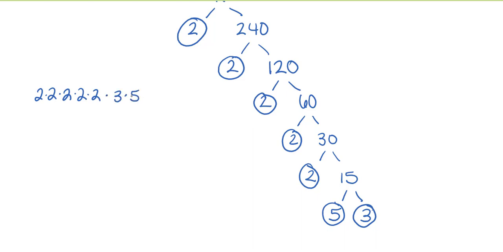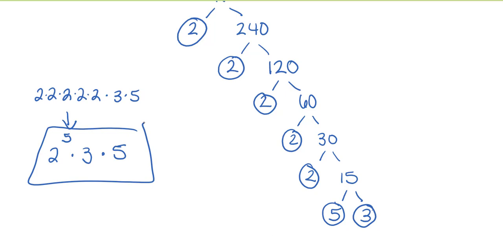I just switched the order so it's in increasing order. Now, we're going to rewrite this. Since we have 5 copies of 2, we know that if we do exponents, that says we have 5 copies of the 2. So we can just go 2 to the 5th power times 3 times 5. And that would be the prime factorization of 480. Now let's look at another example.